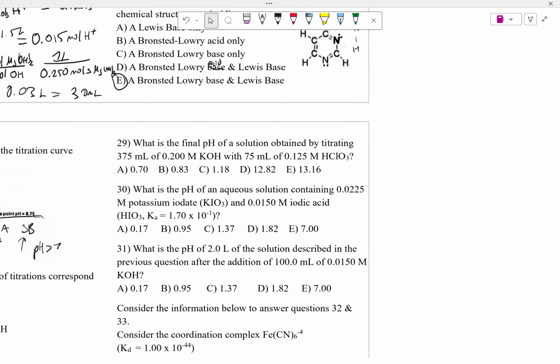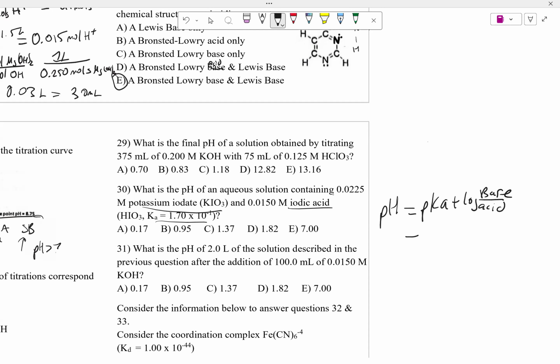All right, 30 is, we see here, what is the pH of an aqueous solution with potassium iodate and iodic acid? They give you a Ka value that shows that it's slightly weak. Whenever you have a weak acid and its conjugate base and you have a Ka value, you do Henderson-Hasselbalch. You're definitely going to see a question like this on your exam. pH equals pKa plus log base over acid, and you just plug in.